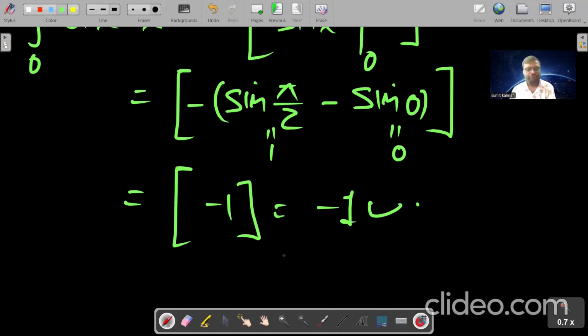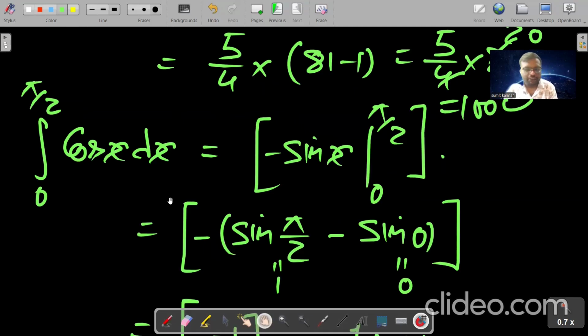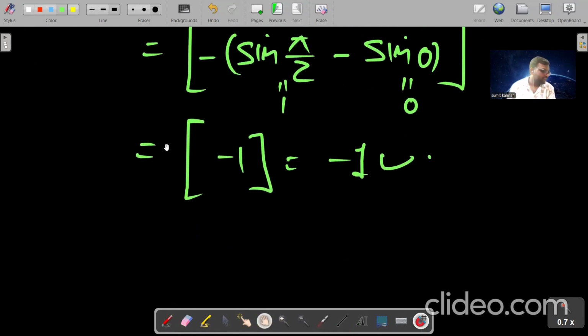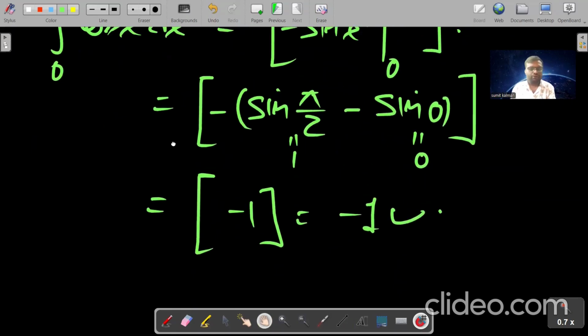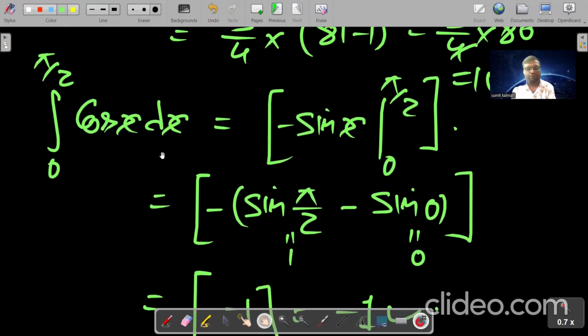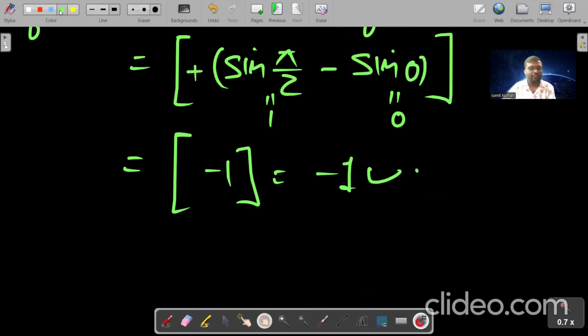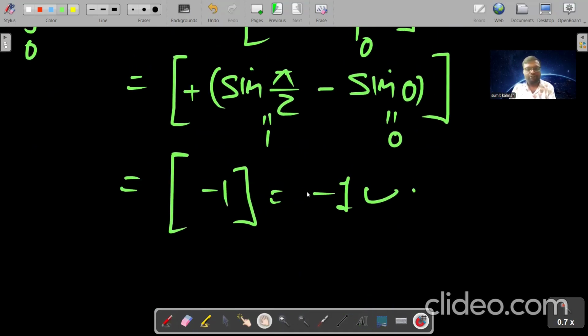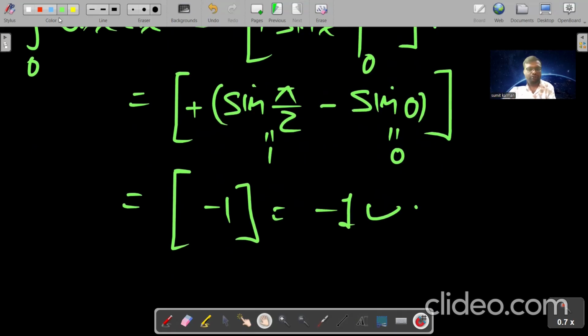So students, integration of cos x between 0 to pi by 2, what are we getting? Sorry, sorry. Here integration of cos x is sin x. Sorry, I made one mistake, so be careful. Integration of cos x is sin x. So here the answer will be plus 1.